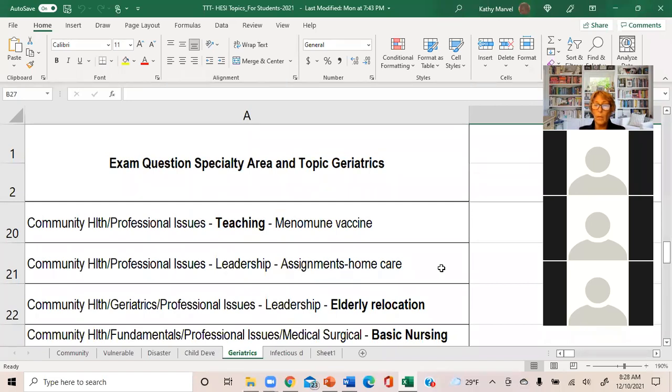21, assignments in home care. What do you guys think about that? Like which patient you should see first that day? Possibly. I think of the safety. When you have your assignments in home care and you're going house to house, what are the personal safety tips that you want to keep in mind when doing home visits? That's what I think about. But you're right, it could be, how do you prioritize who you see?